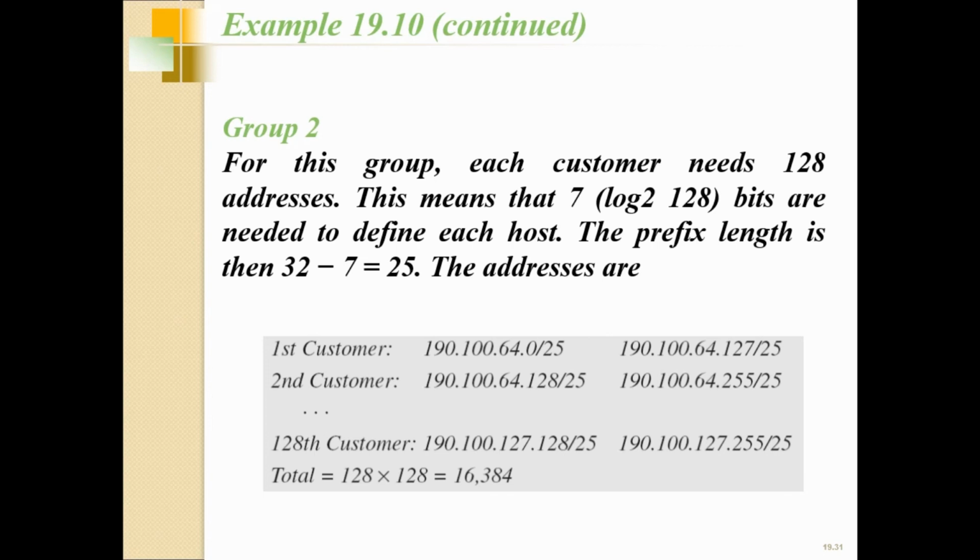For the second group, each customer needs 128 addresses. This means that log2 128, that is 7 bits, are needed to define each host. The prefix length is then calculated as 32 minus 7, which equals 25. So the addresses will be the following. For the first customer, the address will be 190.100.64.0, and the last address for the first customer will be 190.100.64.127. Similarly, the second customer through the last customer, the 128th, will have the following addresses. In total, the addresses will be 128 times 128, that is 16,384.